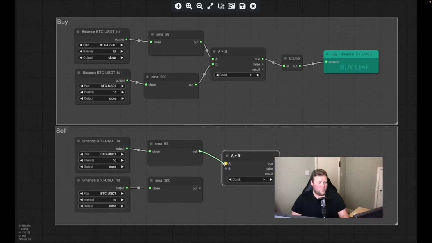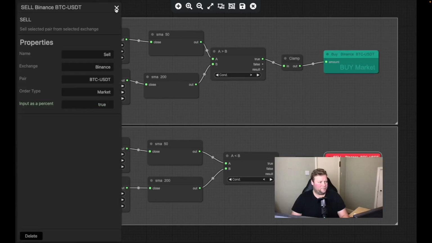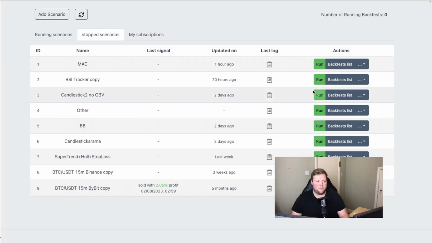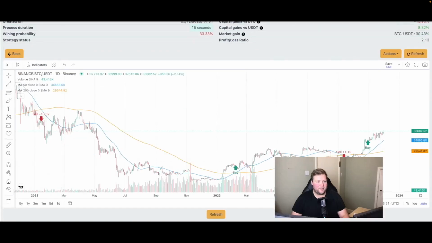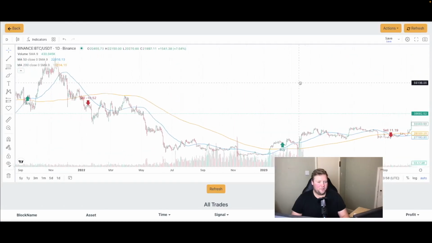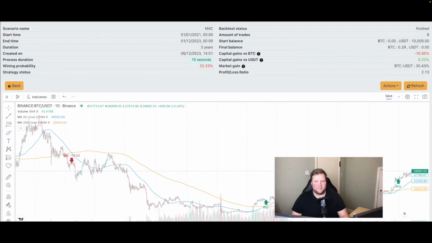So you can see here we're watching daily charts, 50 days versus 200 days, and you buy and sell market orders. This is the part that I really love coming up here. It's the backtesting engine. It's so quick and powerful. We're looking at 3 years worth of market data here, and you'll see the process just took 15 seconds. I mean, that's for 3 years of market data. That's insane.